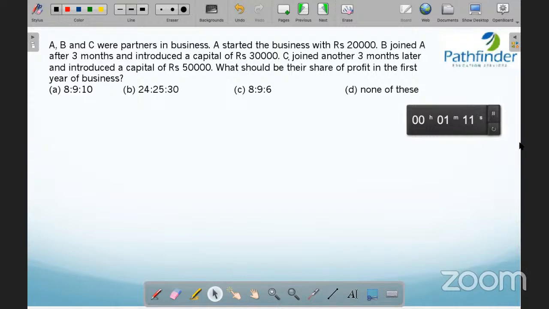If you're able to follow the solution. Okay, Parivi says D, none of these.